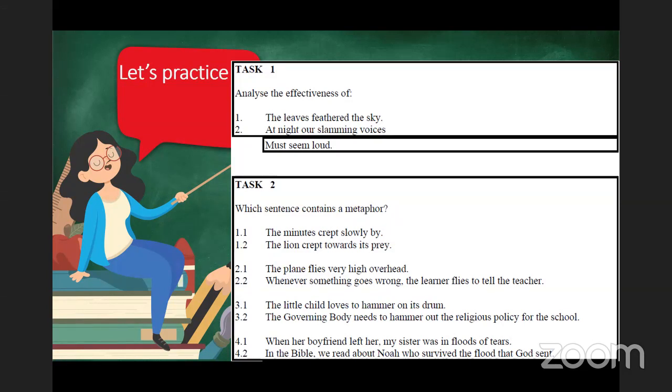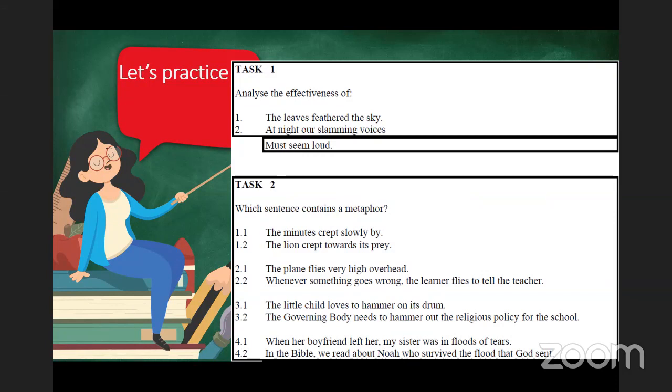Maybe we can just try task 2. Which sentence contains a metaphor? This would be a simple one. If you could just shout or give me an answer: which statement contains a metaphor? First one, the minutes crept slowly. The lion crept towards its prey. Is it 1.1 or 1.2? Have a look at the sentences for 1 minute, and then you can write your answer.